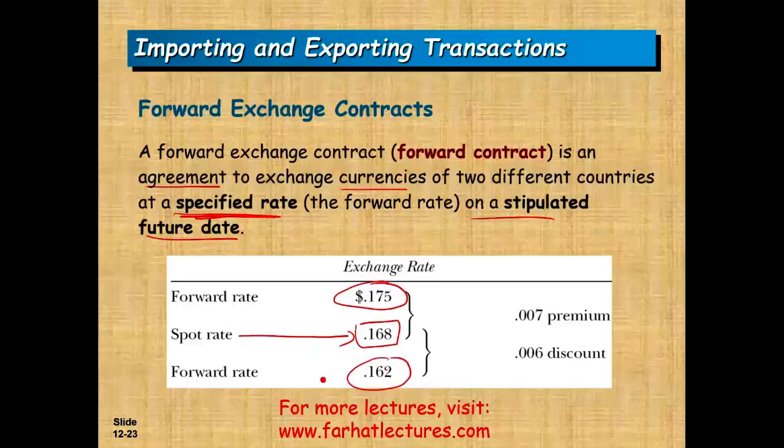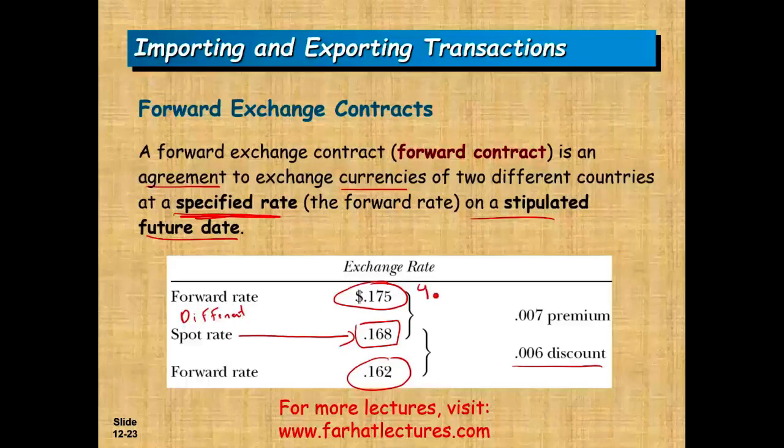If the forward rate is lower than the spot rate, we said there's a discount. If the forward rate is above the spot rate, it's a premium, depending on what you think is gonna happen to the currency, okay? But basically the forward rate is different than the spot rate, but you are guaranteed that rate, okay?